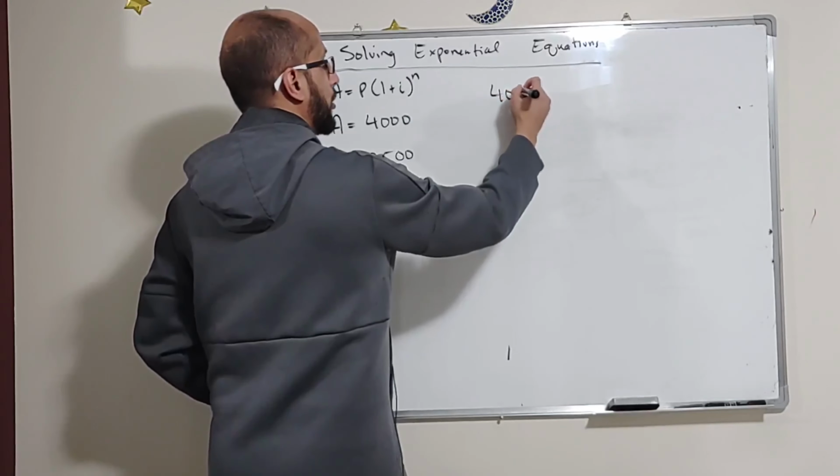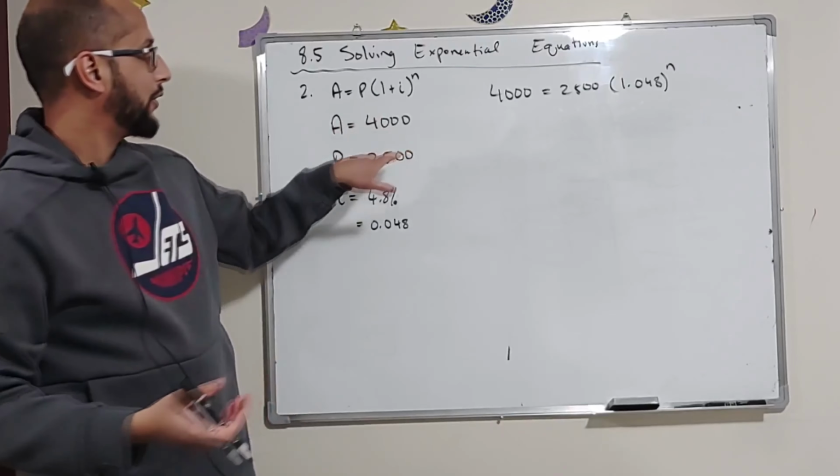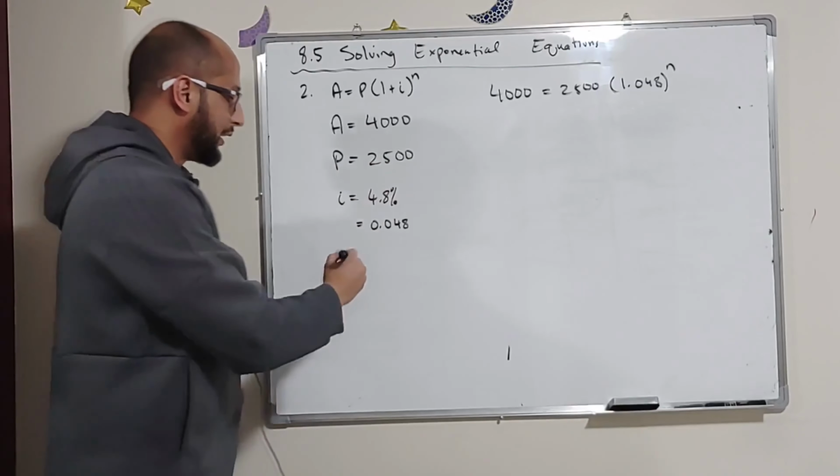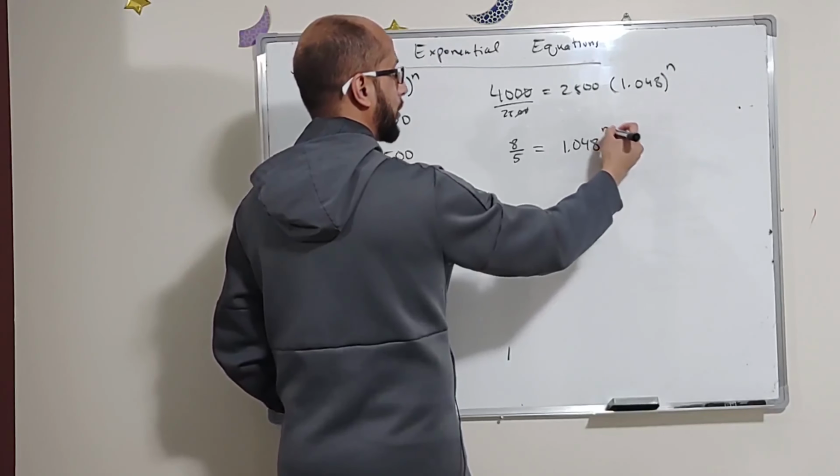Let's set it up. 4,000 equals 2,500 multiplied by 1.048 to the power of n, because that would be 1 plus 0.048, and we would end up with that equation. The question is asking us to figure out how long will it take for this $2,500 to grow to be 4,000, meaning they want us to solve for n. Let's go through the process. Let's take 2,500 to the other side and divide, right? The 100s will cancel out. 40 and 25 would be 8 over 5 if we divide both of them by 5. And that's equal to 1.048 to the power of n.